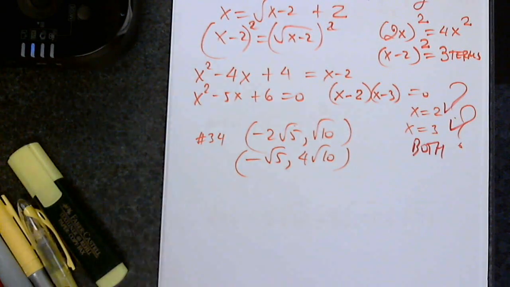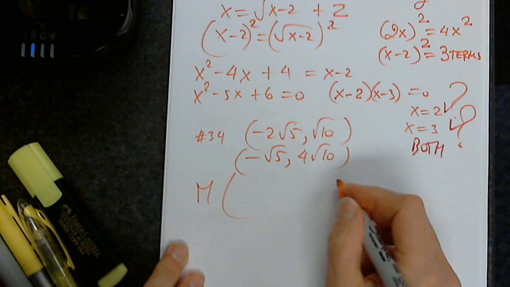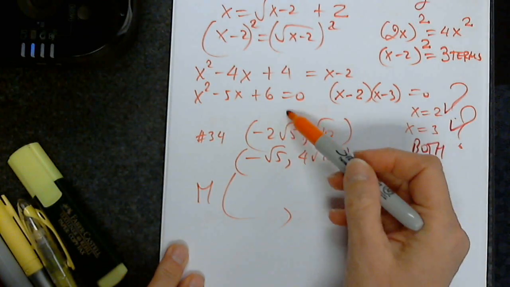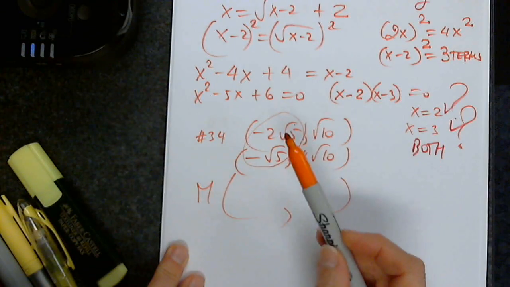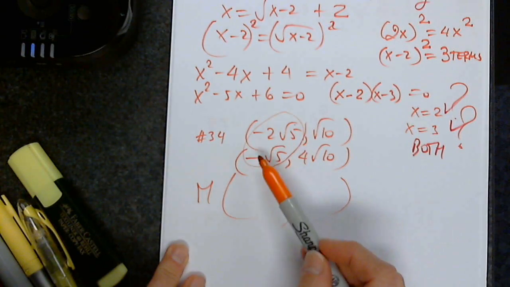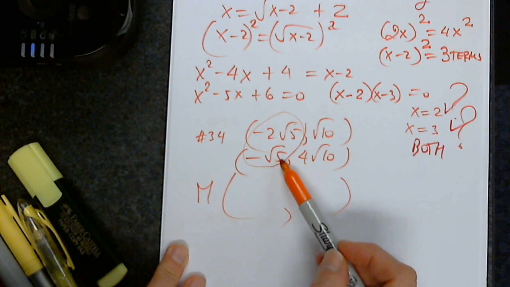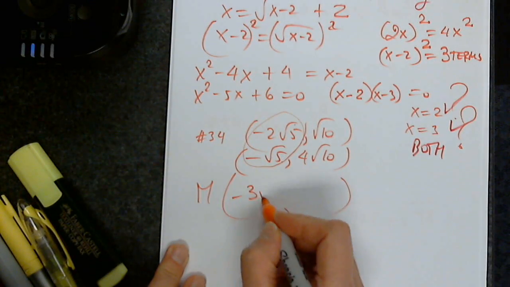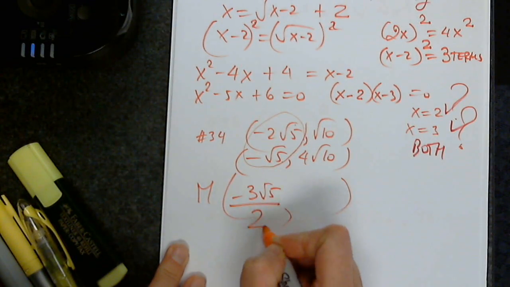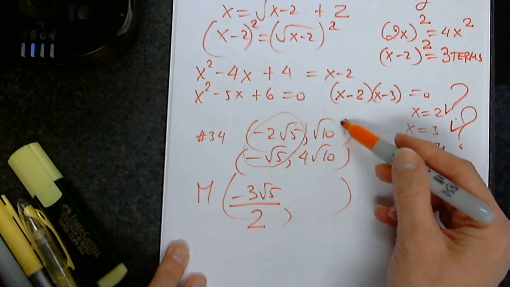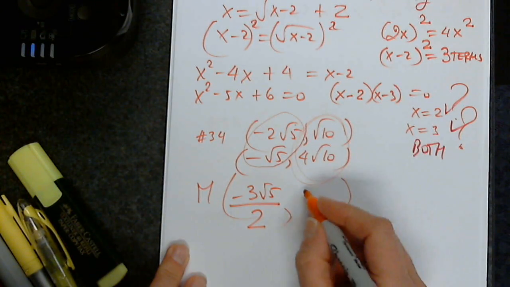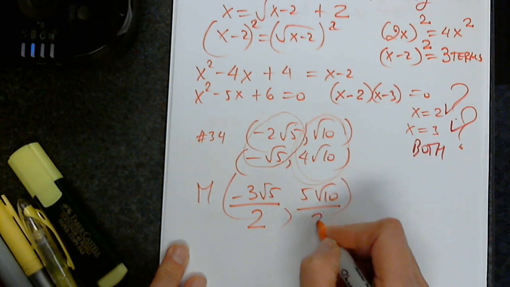So let's start with the midpoint. When I add these two numbers, I get negative 2 the square root of 5 minus the square root of 5, which is negative 3 the square root of 5 divided by 2. When I add these two numbers, I get 5 the square root of 10 divided by 2.